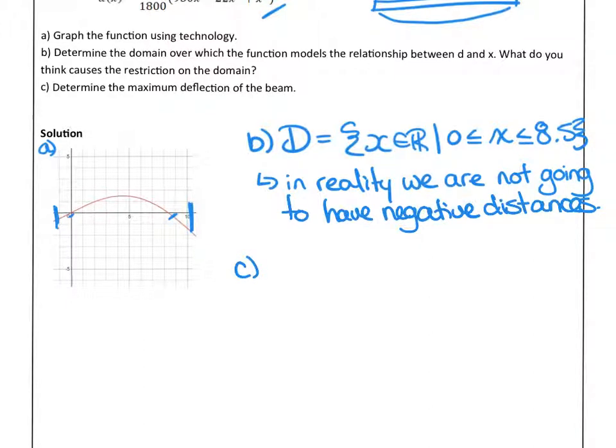C, determine the maximum deflection of the beam. So that's just looking at it. Where is our maximum point? If I go back to my graph, I actually find that my maximum point, if you click on it in Desmos, I got this from Desmos. Just because this graph I've put here is a little bit harder to see, I just wanted you to see it so that you could judge if you did yours correctly.